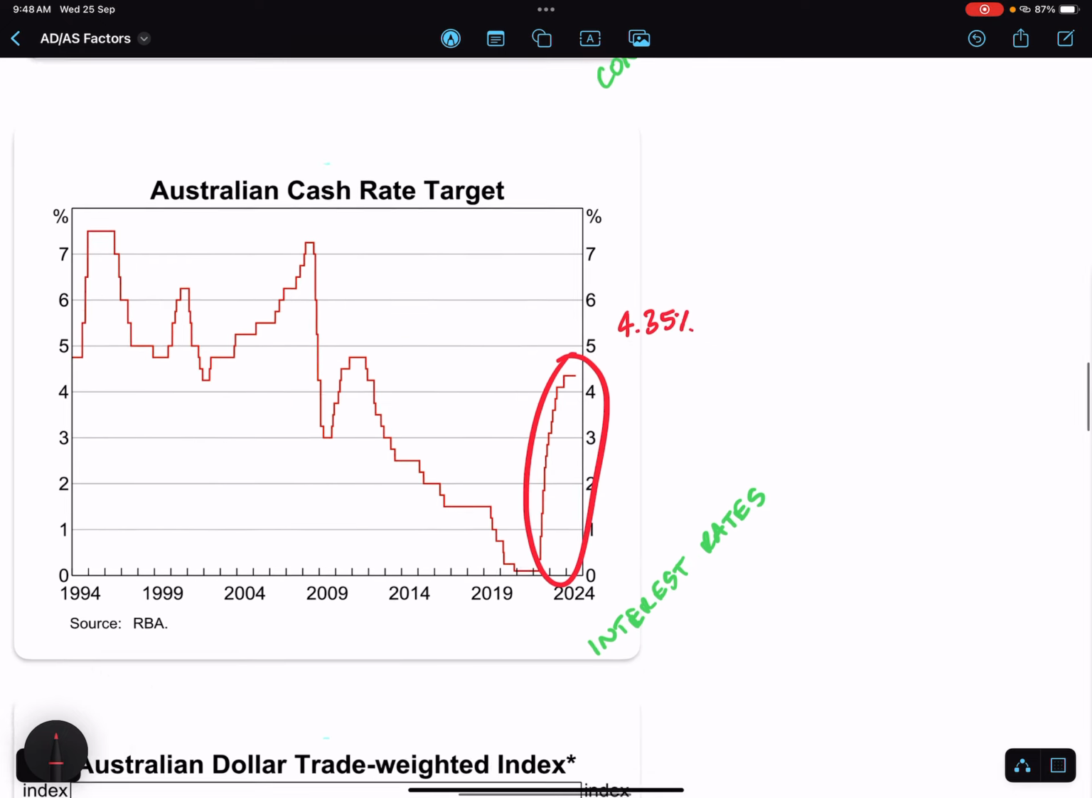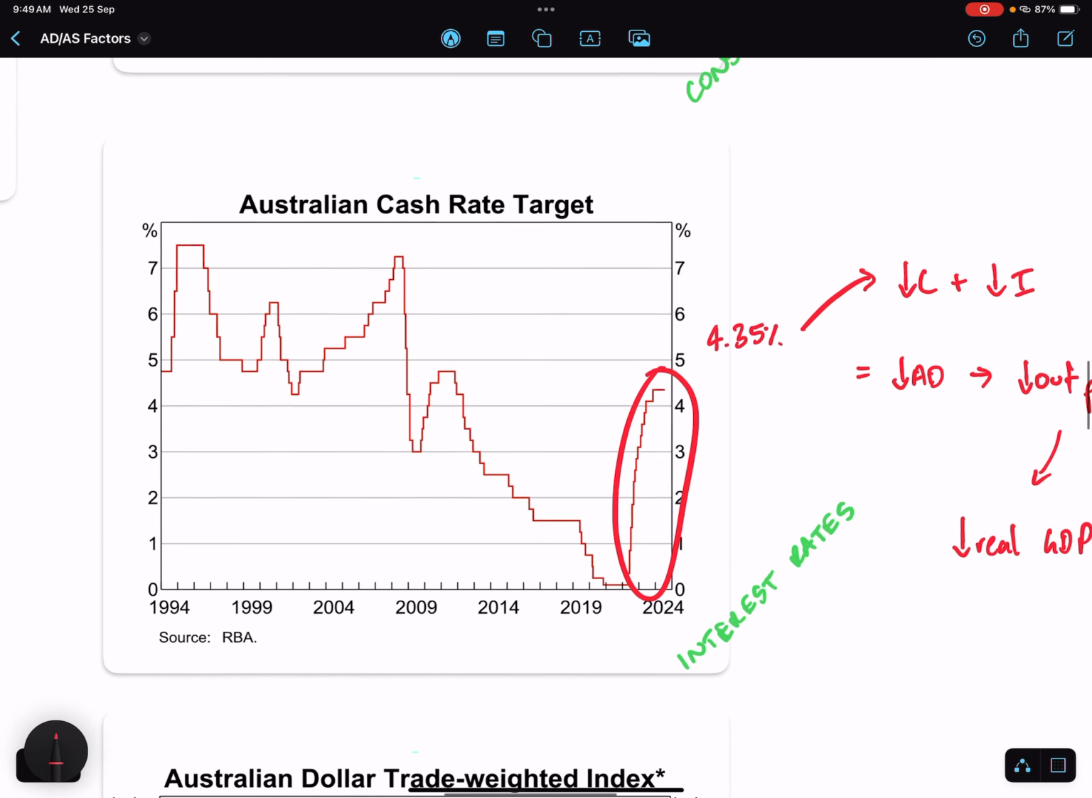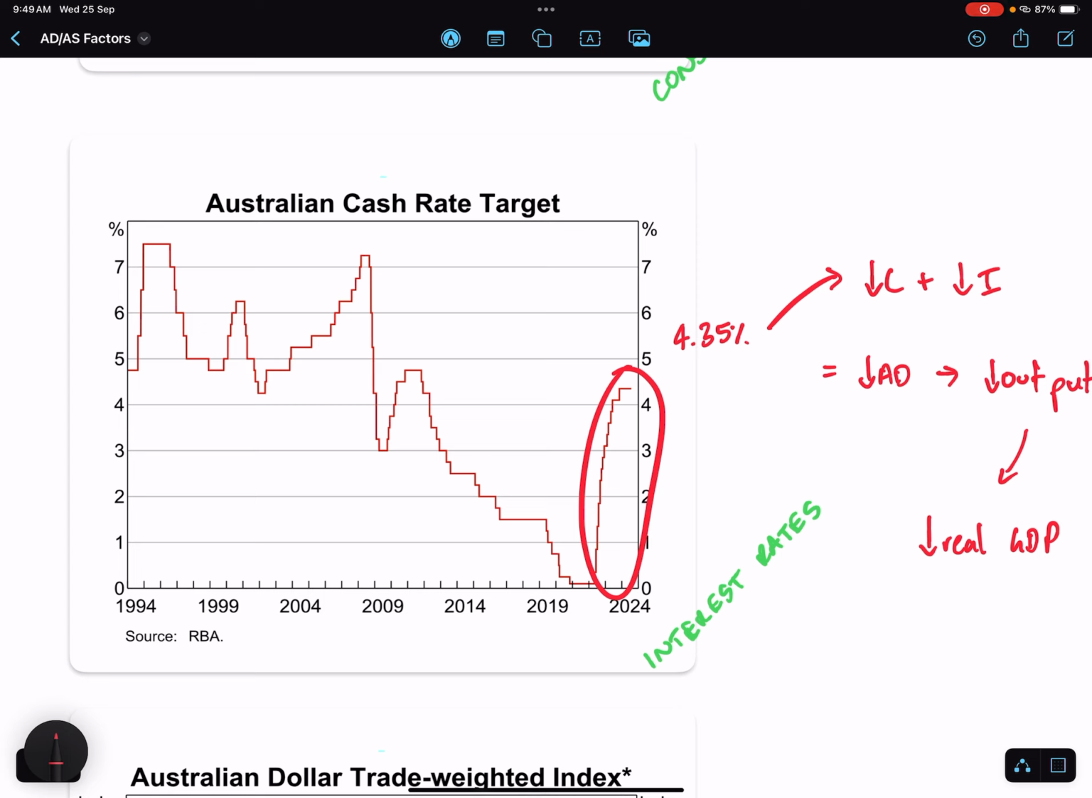And so through your transmission mechanisms, you know that this is designed to decrease C and also decrease I, which once again leads to that decrease in aggregate demand that we then funnel through to a decrease in output as it signals to producers to reduce their production of goods and services, which once again decreases real GDP. So the steady increase in interest rates over the past 18 months certainly lends itself to explaining why we are in that contractionary phase in our business cycle.